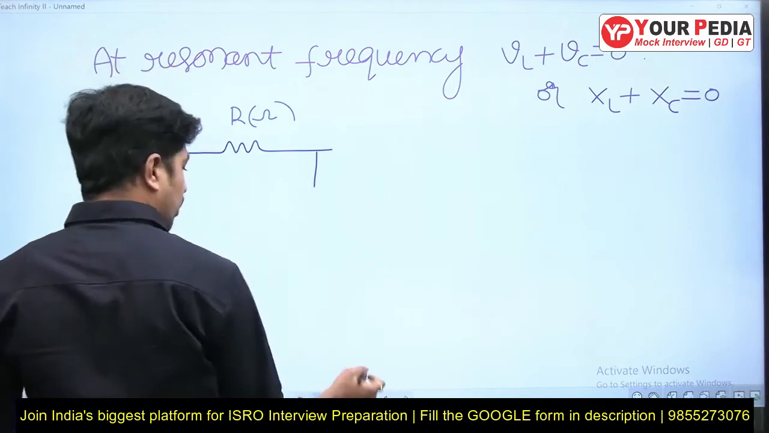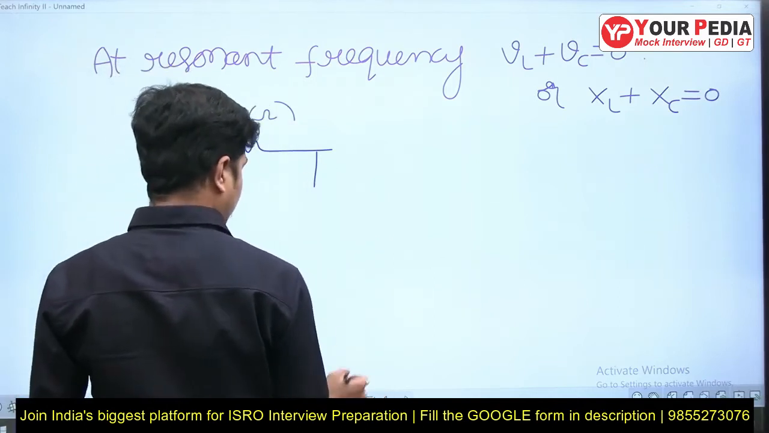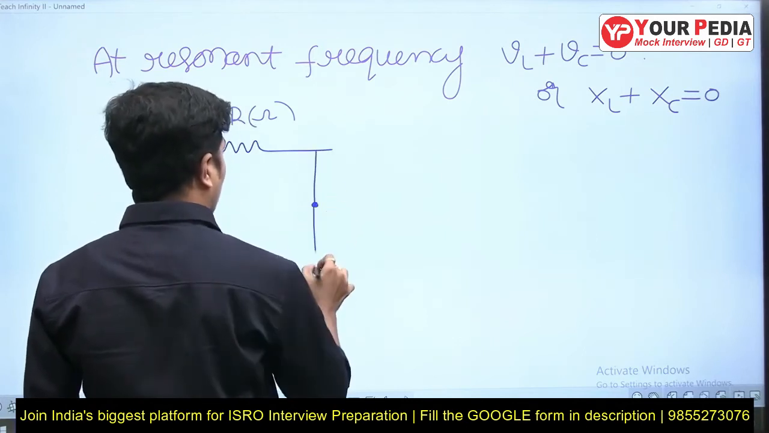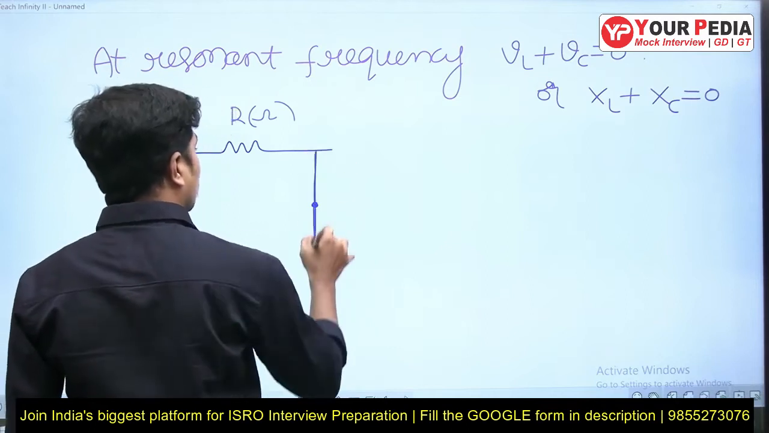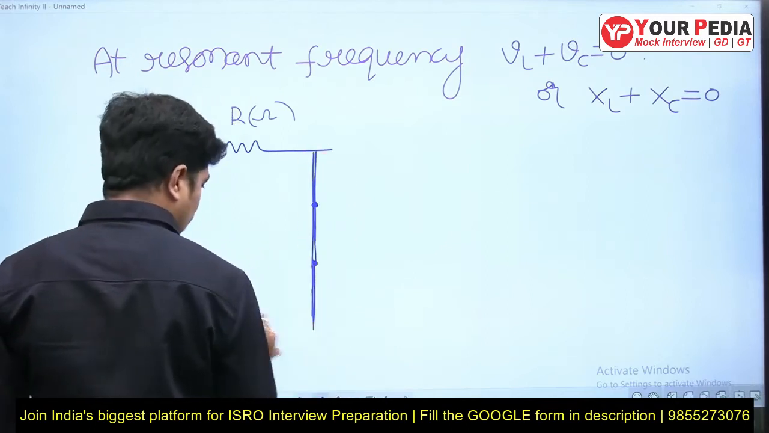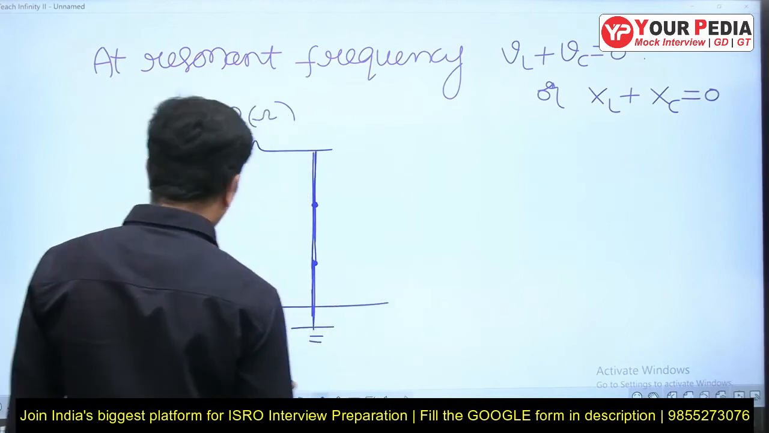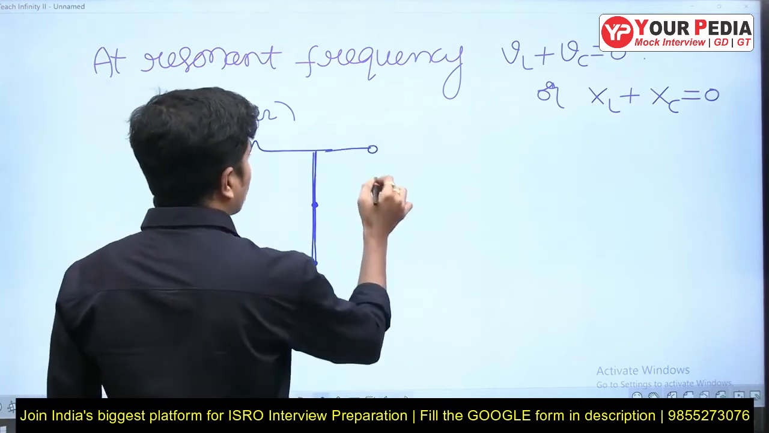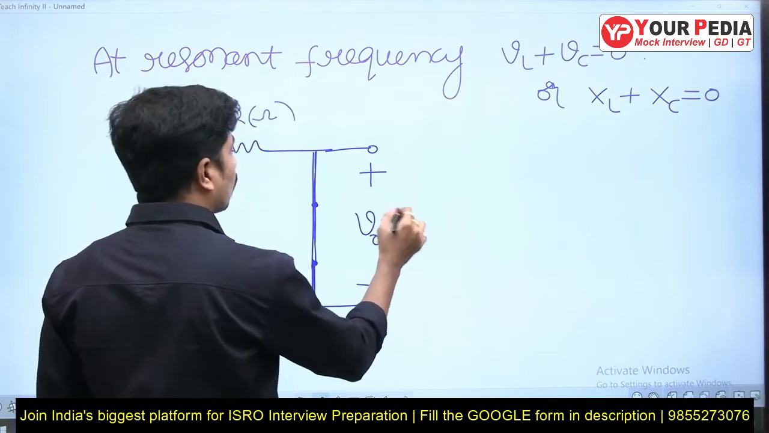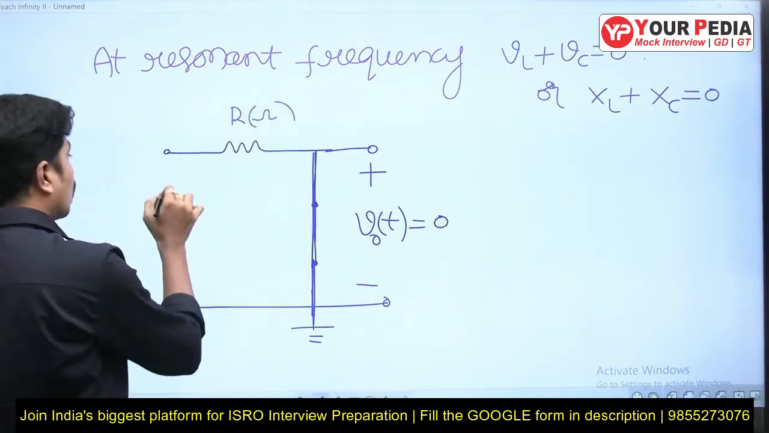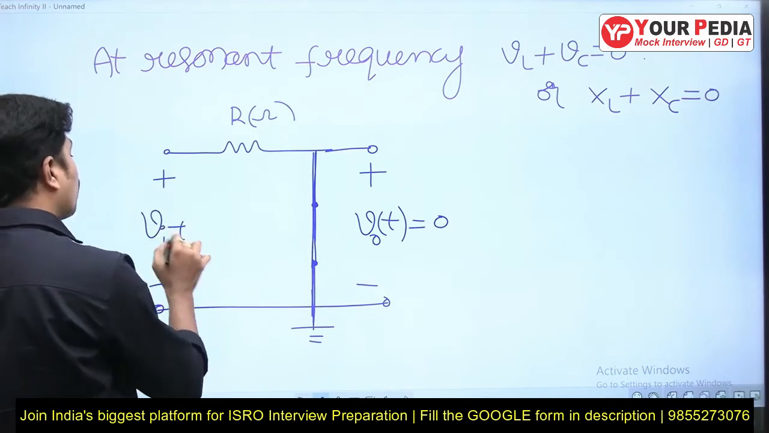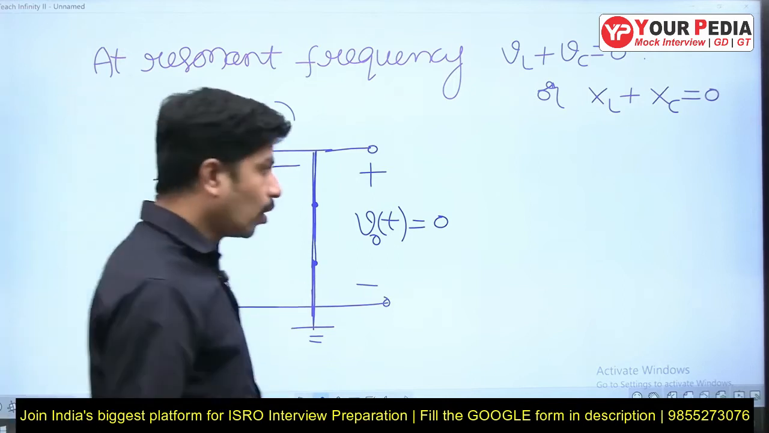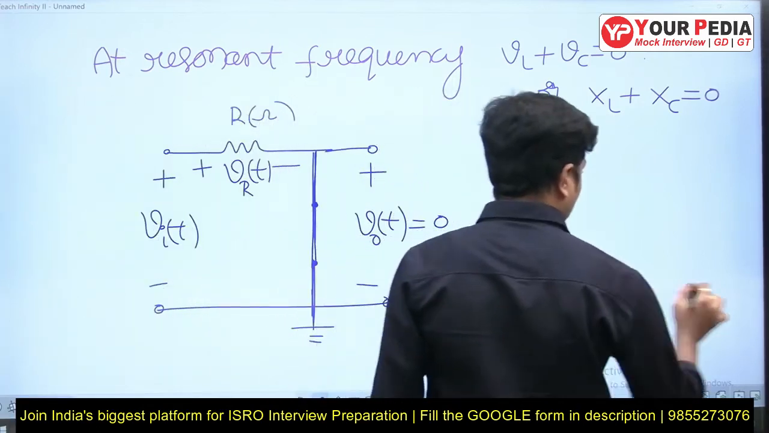Now this particular one will behave as a short circuit. Observe it carefully here. This is the short circuit I am representing. Short circuit means we represent it with a thick line. We are engineers, so we have to follow the technical terms and diagrams carefully. What is the voltage across this? V naught of t is equal to 0. The total voltage is going to appear across this resistance.